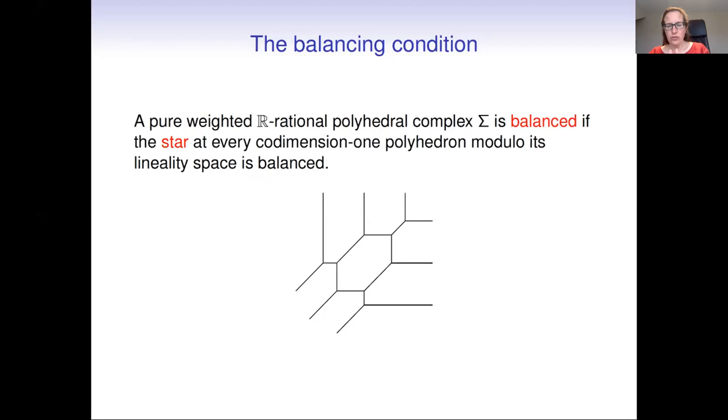Is the choice of weights unique? In this case, it actually is. Up to scaling, there is only one way to make this balanced. In this picture, I could put the weights all one, or all two, or all three, but once I choose what a weight is here, the rest of the weights are determined. We call this tropically irreducible.